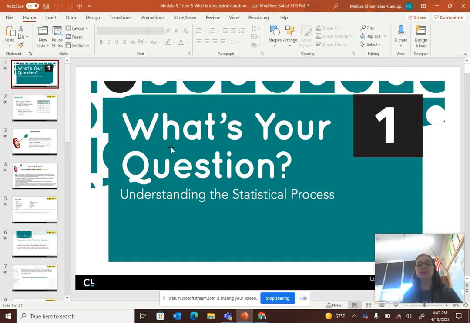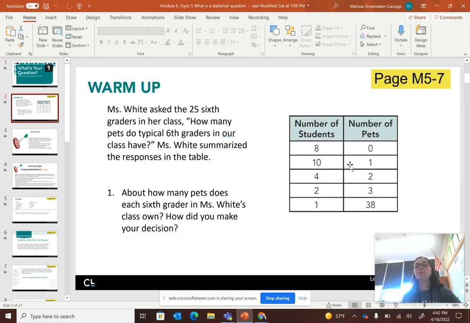So we're going to get started today understanding the statistical process. Anytime you have lots of information, we call that statistics. And this is just going to get us started because before we can analyze the data, the numbers, we have to know what is your statistical question. So we're going to warm up here on page M57.